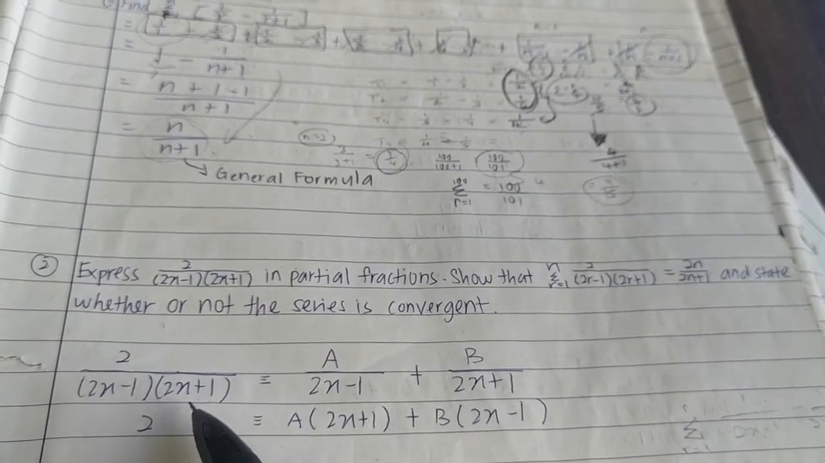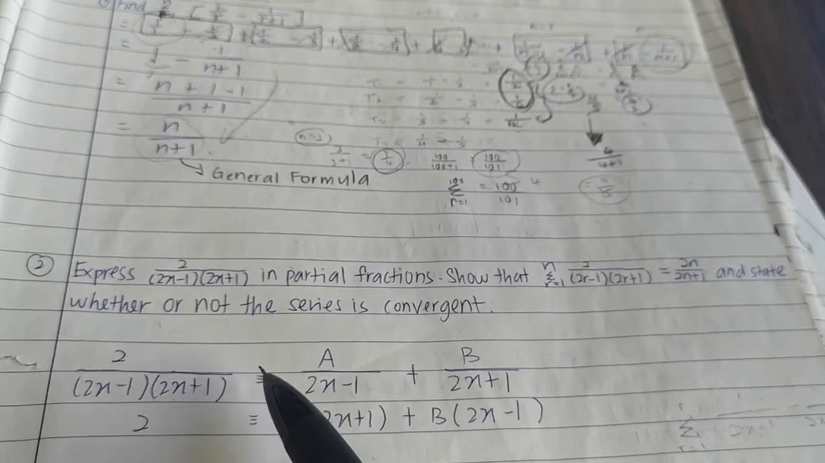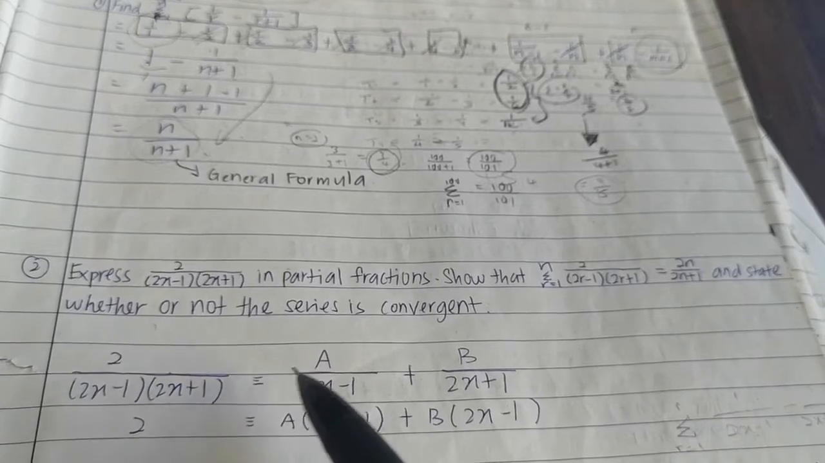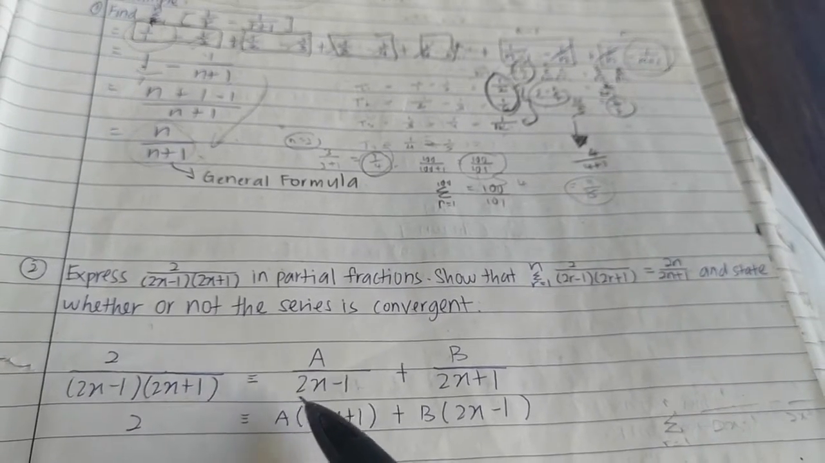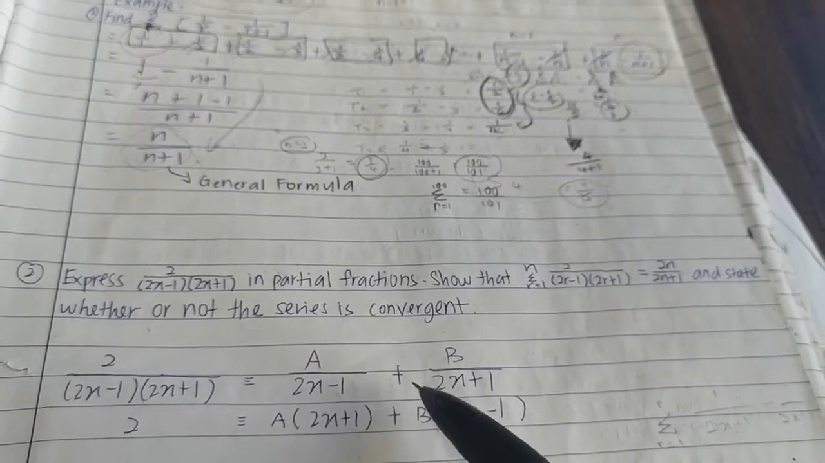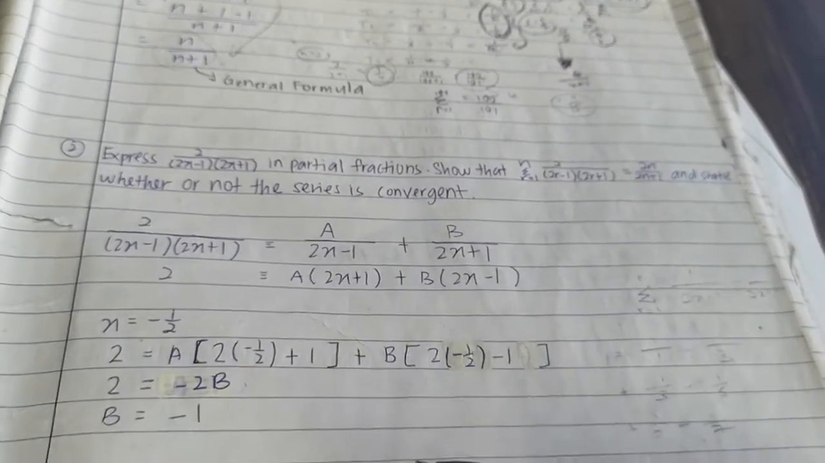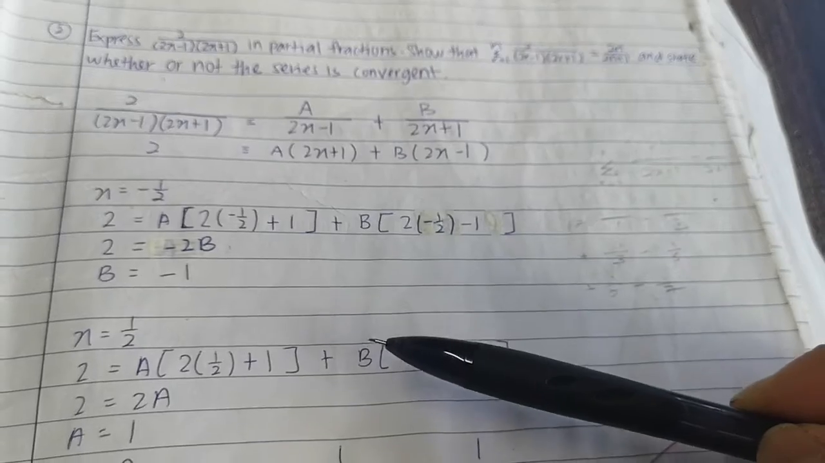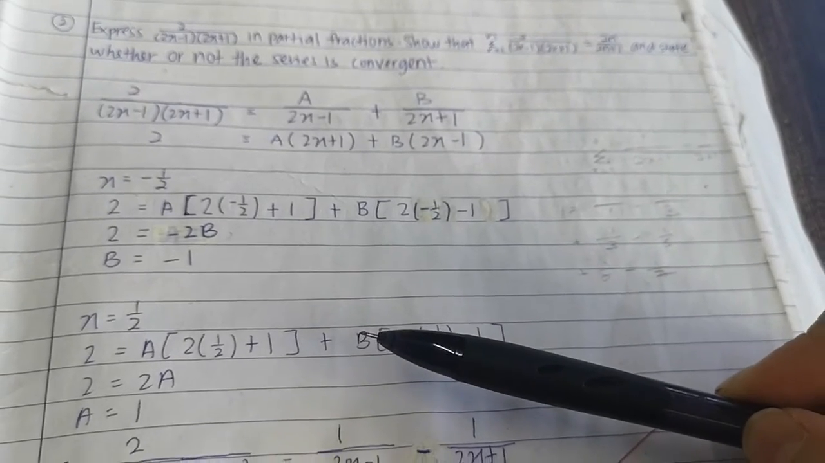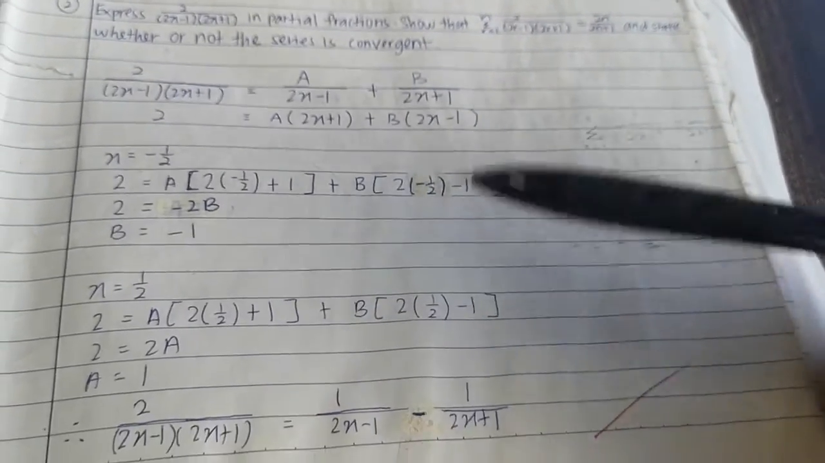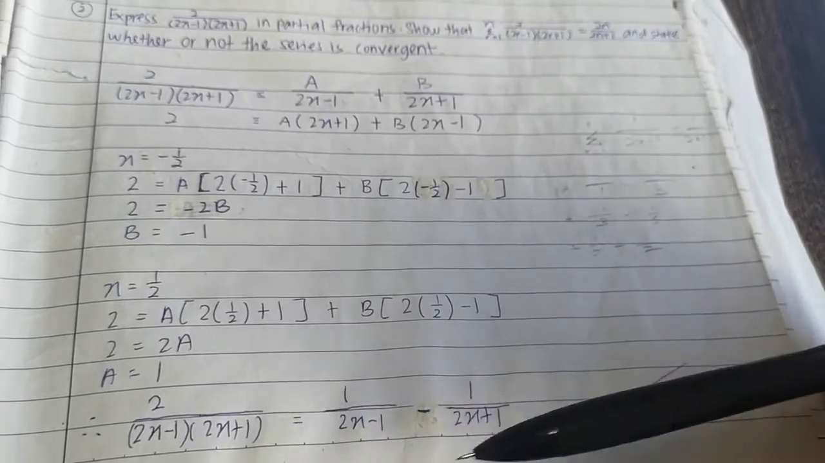Okay, so prime factors. So for sure you need to write three lines, equal to three lines: A over the first prime factor plus B over the second prime factor. So you do as usual. This one I already taught during the first chapter, so I will not repeat it anymore. So you will get this as the answer.